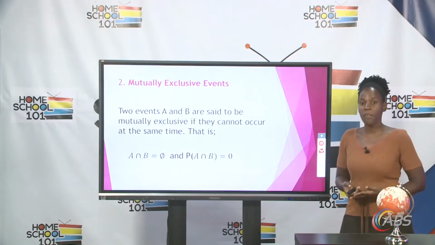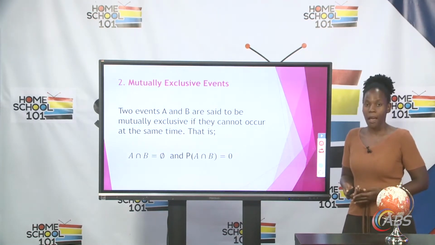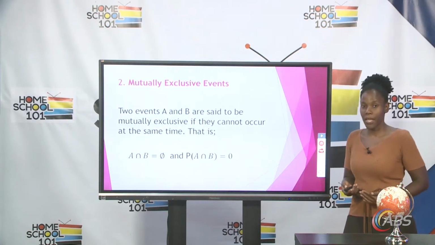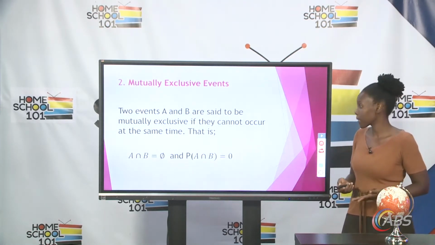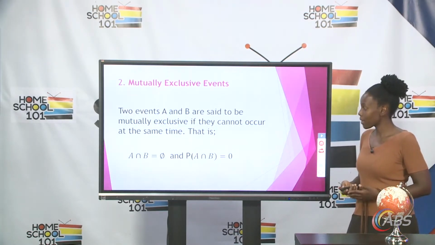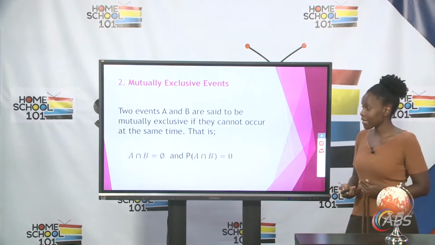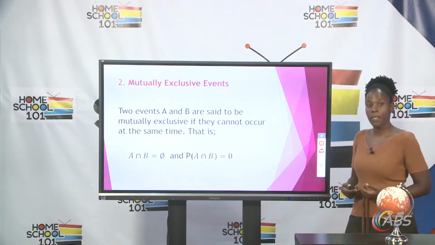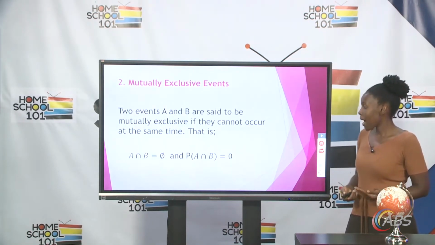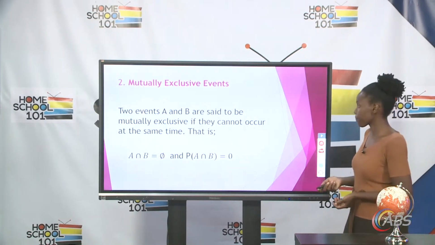The second type of event that we will look at is what is called mutually exclusive events. Mutually exclusive events can't occur at the same time. Two events A and B are said to be mutually exclusive if they cannot occur at the same time. In terms of notation, A intersect B, meaning both occurring, would be an empty set or a null set because they can't occur at the same time. And so the probability of both events occurring would be equal to 0, meaning it is impossible.